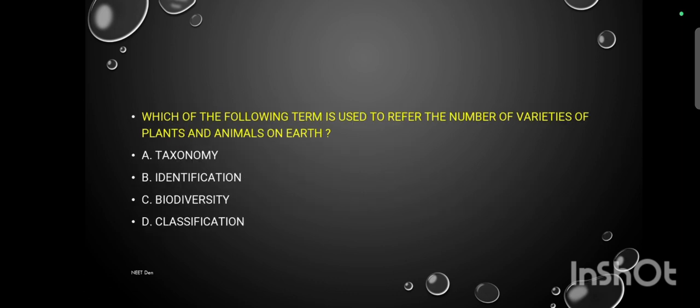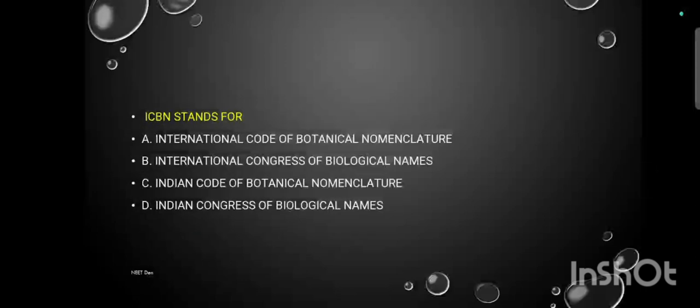Question. Which of the following terms is used to refer to the number of varieties of plants and animals on earth? Option A, taxonomy. Option B, identification. Option C, biodiversity. Option D, classification. So the correct answer is option C, biodiversity. Question. ICBN stands for? Correct answer is option A, that is International Code of Botanical Nomenclature.